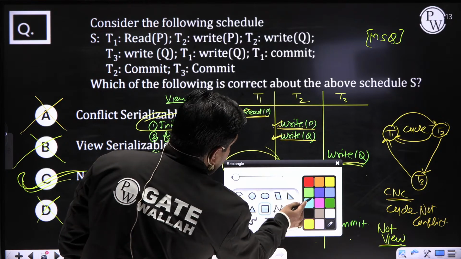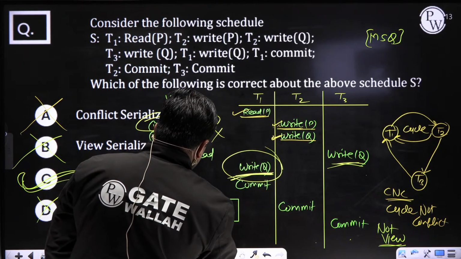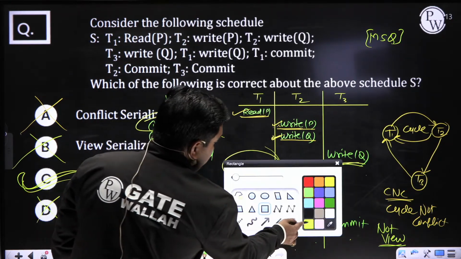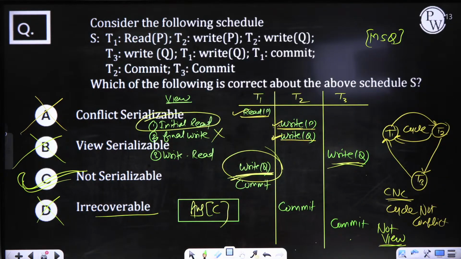So what is the correct answer, my dear? Why do you fear? Vijay sir is here. What is the correct answer? Only C is the correct answer, my dear. Hope you get it. Those students who are getting it, kindly write down in the chat box. If any doubt, kindly let me know.